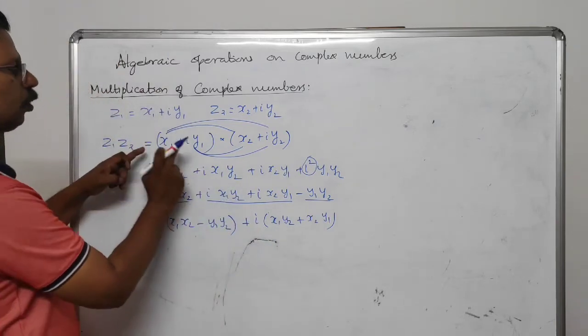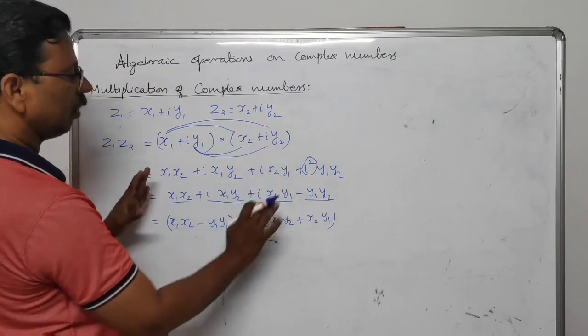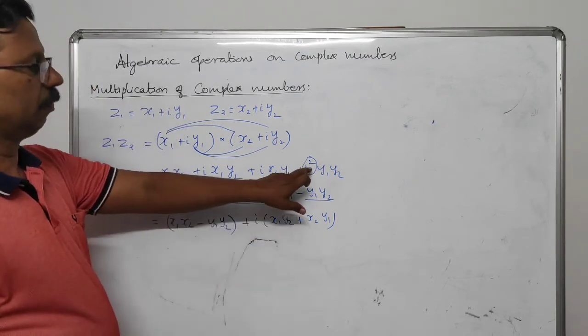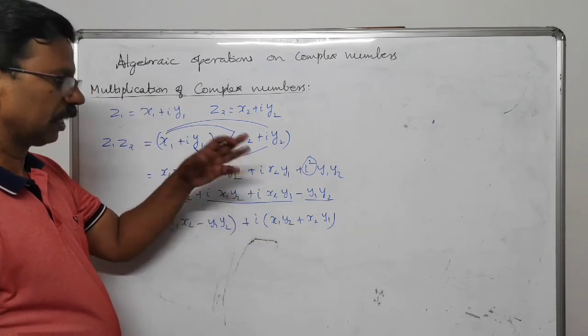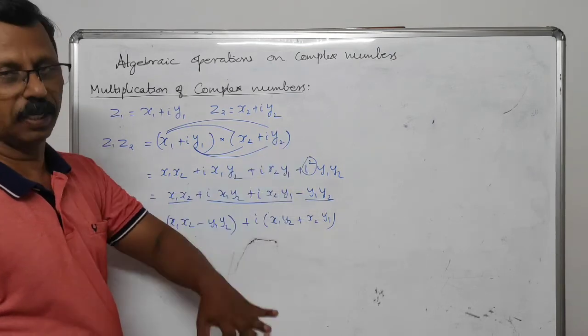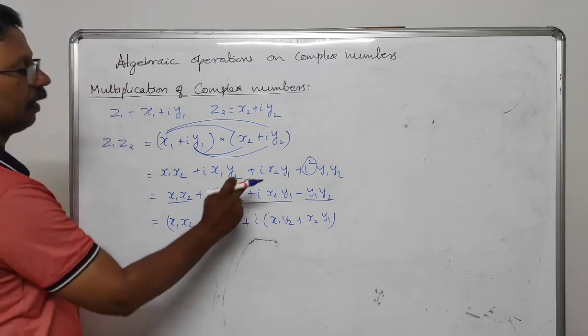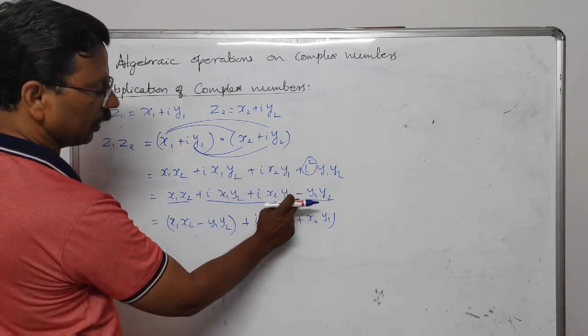Now you need not mug up these things. Just as usual you multiply the complex numbers. Whenever you have a power of i more than 1, that is to be replaced. You have i, you can leave it. i square means that is to be replaced, i cube also is to be replaced. Therefore we can replace this i square as minus 1, then we will be getting.